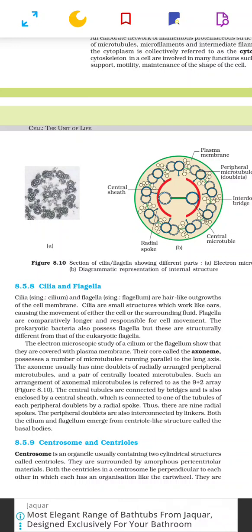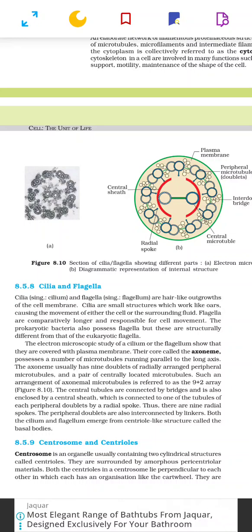Their core, called the axoneme, possesses a number of microtubules running parallel to the long axis. The axoneme usually has 9 doublets of radially arranged peripheral microtubules and a pair of centrally located microtubules. Such an arrangement of the axonemal microtubules is referred to as the 9+2 array. The central tubules are connected by a bridge and are also enclosed by a central sheath, which is connected to one of the tubules of each peripheral doublet by a radial spoke.